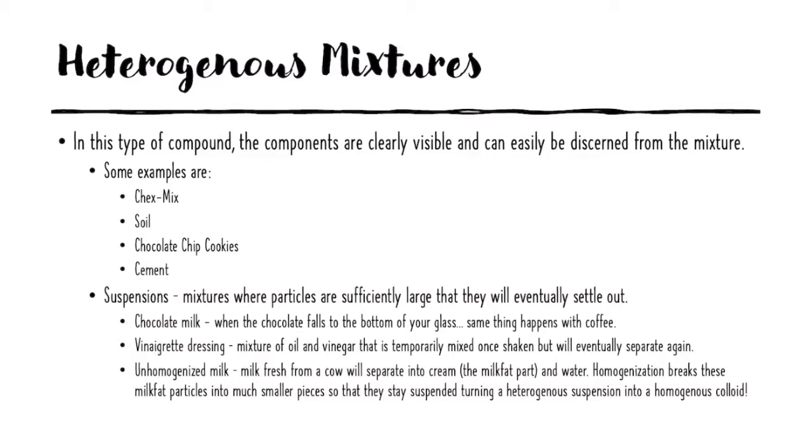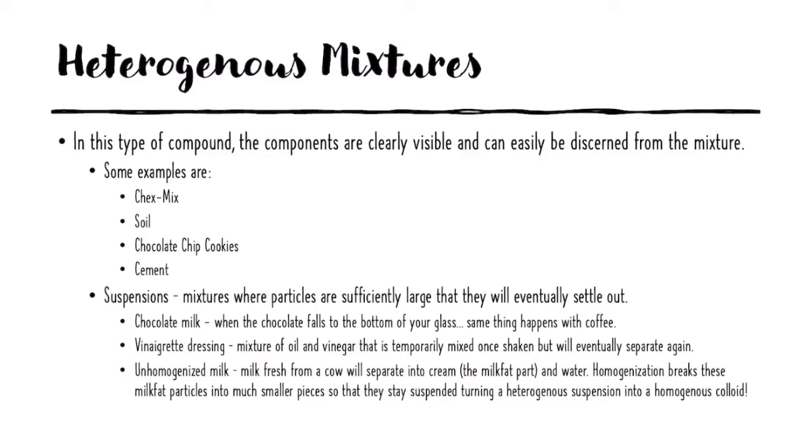So chocolate milk is an example of this. If you've ever used the powdery chocolate milk to make yourself a glass of chocolate milk, then when you get to the end, if you haven't been swirling your cup the whole time, you notice there's a little bit of chocolate powder still at the bottom of your cup that's settled out.